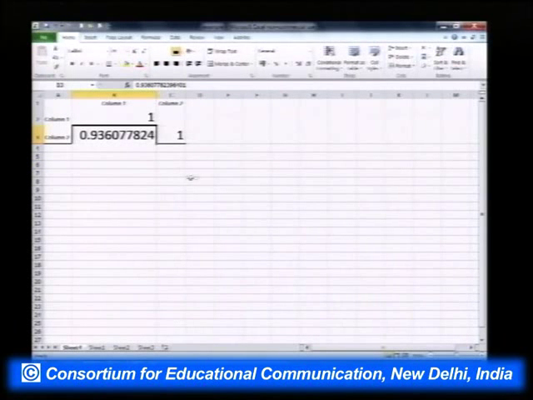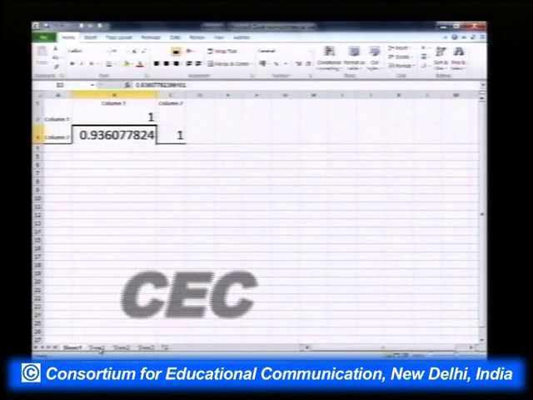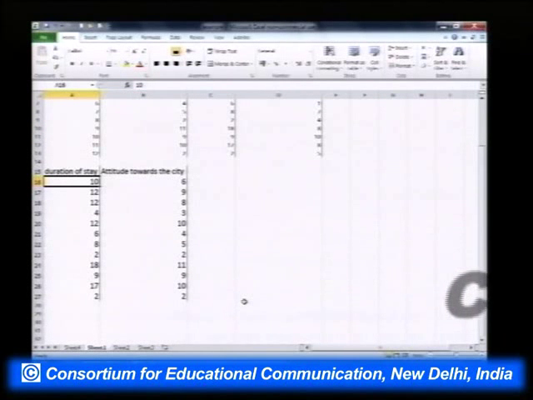This is the same value that we calculated by using the formula and calculating the various terms. So software like Excel and Minitab makes our job very easy, and at times we do not even have to remember the formula. We can simply use these two columns, or any number of columns, and find the correlation between the variables. And the interpretation remains the same: there is a very high positive correlation between these two variables. The longer the stay, the more favorable the attitude towards the city.